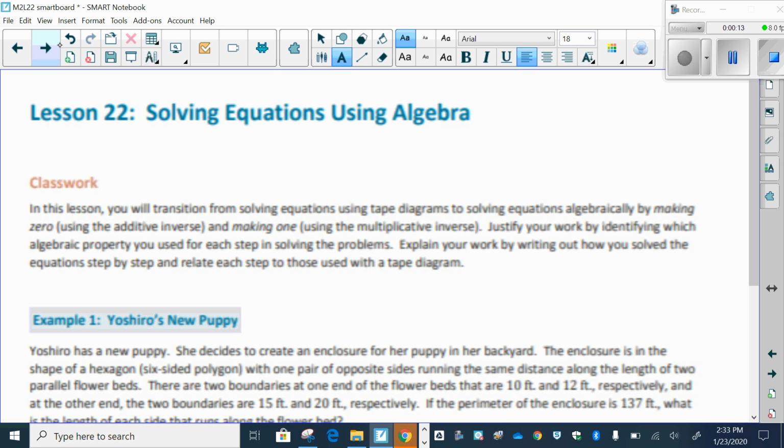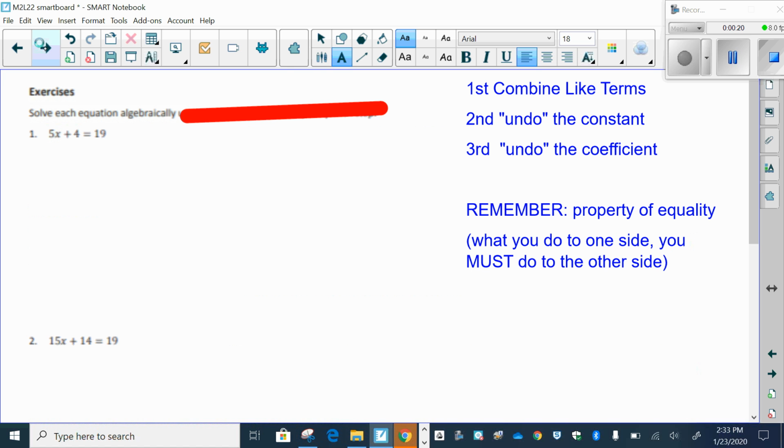All right, we are going to really focus on the equation process, the algebra process, not so much the tape diagram with us. Let's jump ahead till you see this page. And I'd like you to go ahead and write what I have on the left. These are some helpful hints.